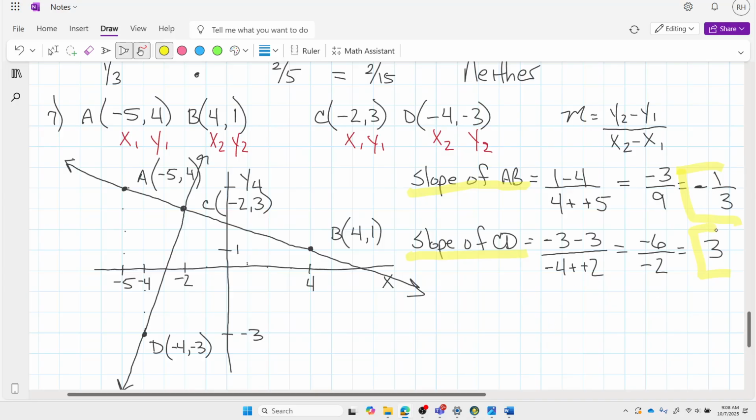Are those two slopes the same? No. So are the lines parallel? No. Are these two slopes negative reciprocals of each other? Well, isn't 3 the same as 3 over 1? Okay. Why don't you take your calculator and multiply negative 1/3 times 3 over 1? The 3's cancel, the 1's cancel, and we're left with negative 1. So if the product of the slopes is negative 1, what is the relationship of the lines? Perpendicular.